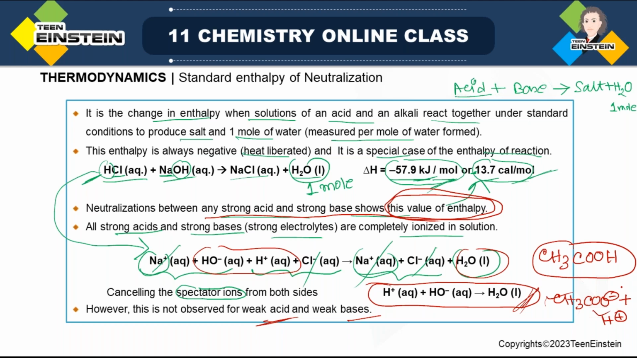As it is so, you cannot cancel the spectator ions on both sides like this, because some undissociated acetic acid will always remain. So this is the reason we do not apply this common value when weak acids or bases are involved. It is only for strong acids and strong bases together.